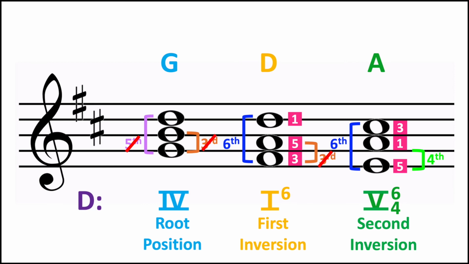To indicate an inverted triad using a chord symbol, we would simply add a slash and the name of the lowest note of the chord to the chord symbol. Chord symbols without a slash are always assumed to be in root position.